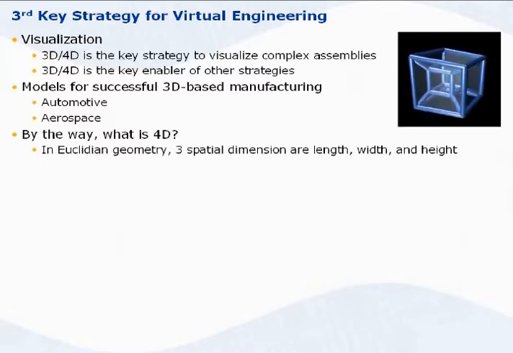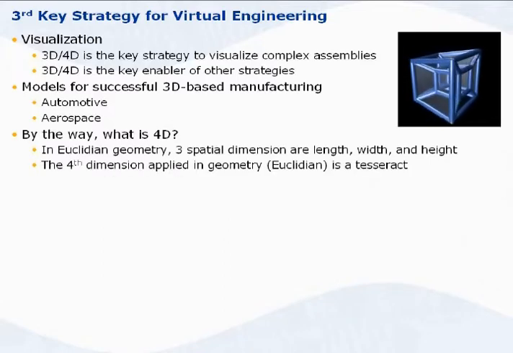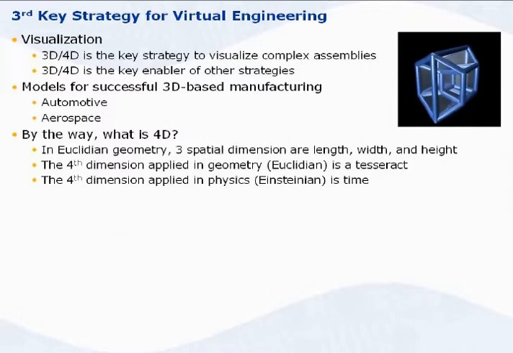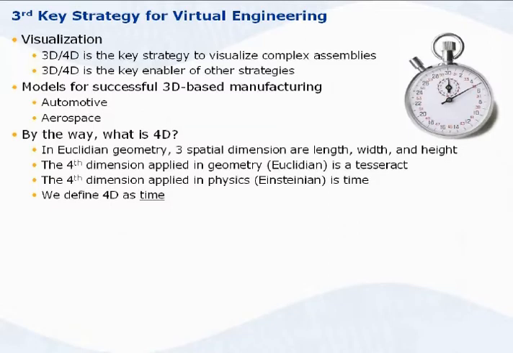By the way, what is 4D? In Euclidean geometry, we can describe three spatial dimensions, which correspond to length, width, and height in a typical 3D modeling space. If we continue to the next dimension, the Euclidean fourth dimension is a tesseract. But that is not what we mean here. We are talking about a different fourth dimension. We are talking about the Einsteinian concept of the fourth dimension, namely time. We are concerned with modeling what happens to semiconductor devices and packages over time.